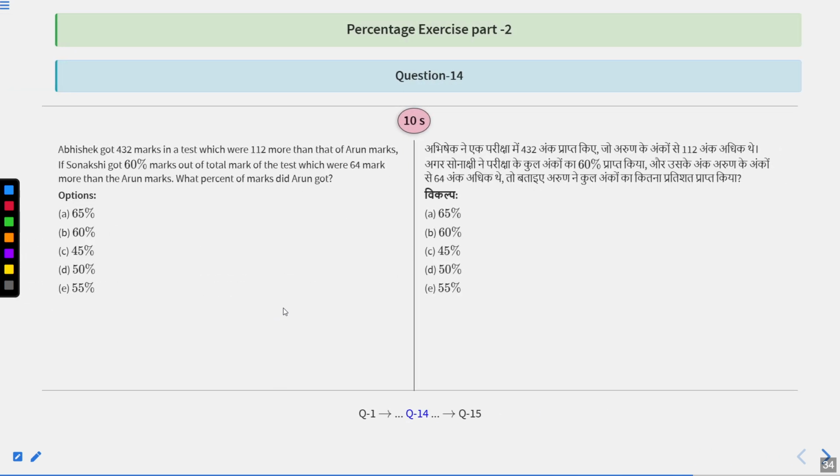Abhishek got 432 marks in a test, which were 112 more than that of Arun's marks. If Sonakshi got 60% marks out of the total marks of the test, which was 64 more than Arun's marks, what percent of marks did Arun get? You have 5 options and 10 seconds to solve this question. Your time starts now.